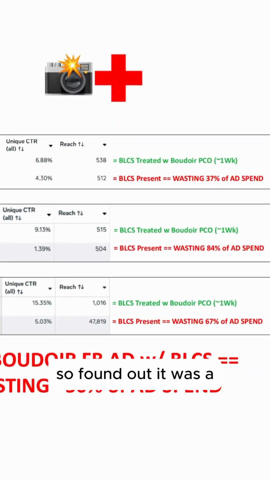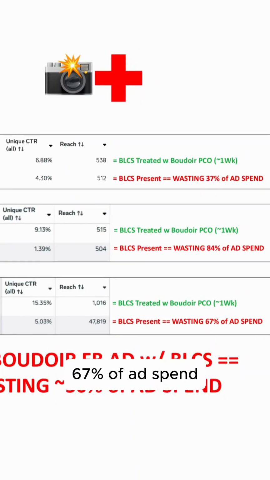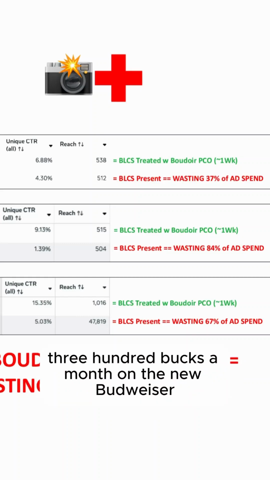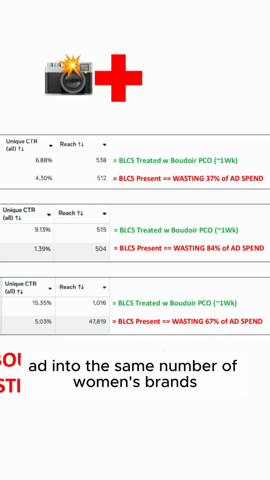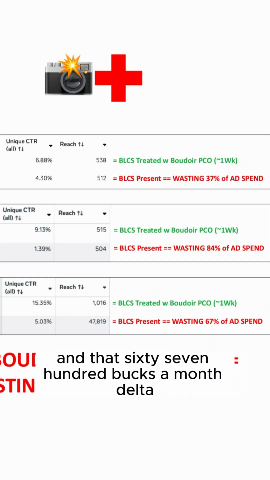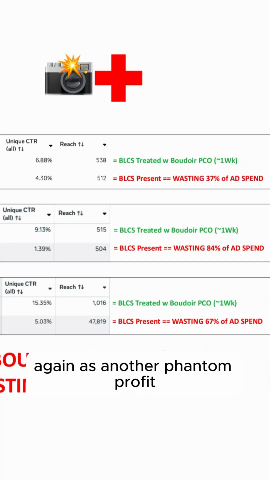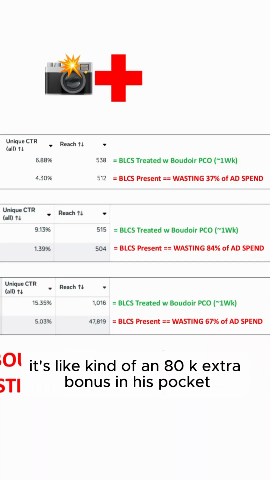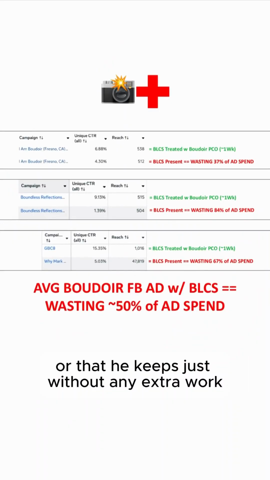So we found out the original Boudoir Facebook ad was wasting 67% of ad spend. So if he was spending 10 grand a month on the original Boudoir Facebook ad, now he only needs to spend $3,300 a month on the new Boudoir Pico treated ad, and he'll get his ad into the same number of women's brains. And that $6,700 a month delta, that difference, he keeps in his pocket. Again, another phantom profit, Boudoir Pico profit, whatever. And after 12 months of this, it's like an 80K extra bonus in his pocket that he no longer has to pay for, or that he keeps without any extra work.